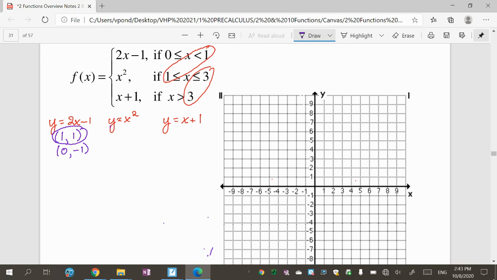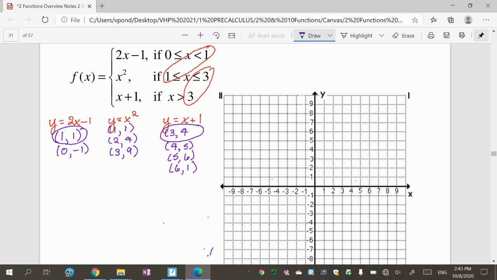X squared, it goes from 1 to 3, so I have the point 1, 2, and 3. And now this point's really there. I have 1 squared is 1, 2 squared is 4, 3 squared is 9. Those are the only 3 points I'm going to put in that middle piece. This last piece starts at 3, but I'm going to circle this because if I do that 3, 4, that's not really on the graph, but I might need that open circle. Then I got 4, 5, 5, add 1, 6, 6, add 1, 7.